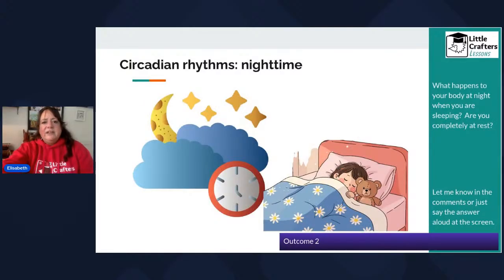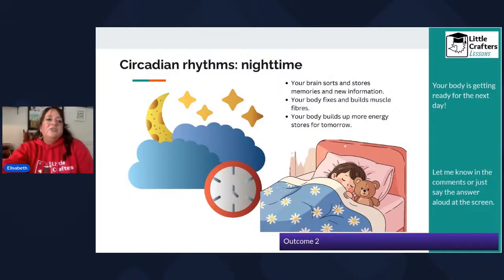What happens to your body at night when you're sleeping? Are you completely at rest? Is nothing happening except dreaming? No, of course not. Your body's doing things to get ready for the next day. Your brain is going to sort and store memories and new information. Did you have a lesson the day before? Your brain's going to be sorting through that information and storing the useful bits where it needs to so that you can remember your lessons.